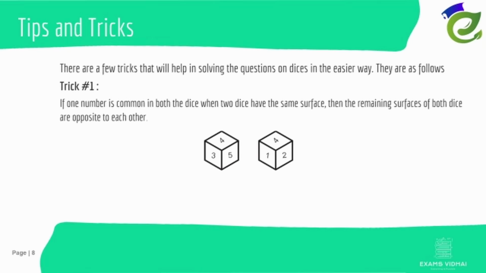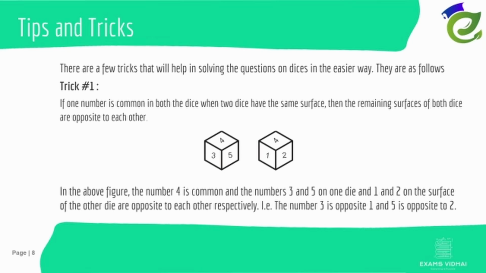For example, in the above figure, the number 4 is common and the number 3 and 5 on one die and 1 and 2 on the surface of the other die are opposite to each other respectively. That is, the number 3 is opposite to 1 and 5 is opposite to 2.